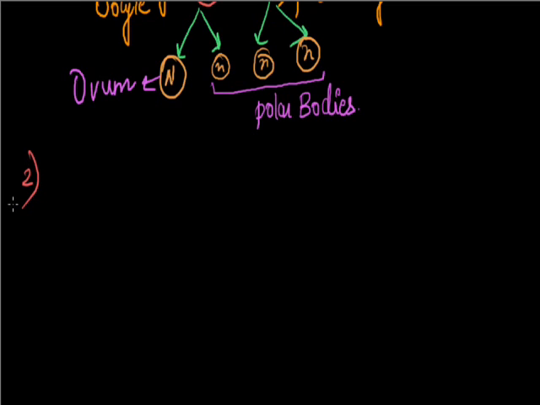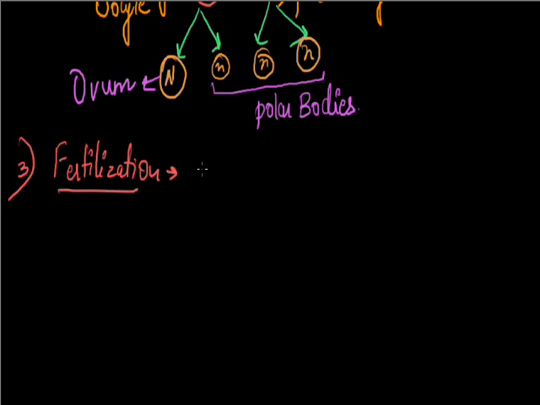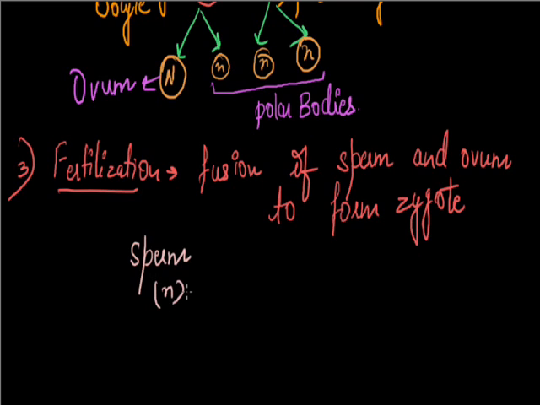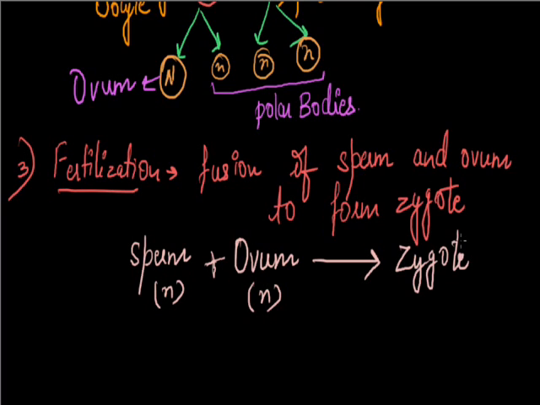Then the next is fertilization. Fertilization is the process of fusion of sperm and ovum to form a zygote. The sperm formed from spermatogenesis is haploid in number, and so is the ovum formed from oogenesis. Both will fuse and form a zygote, which is 2n in number.